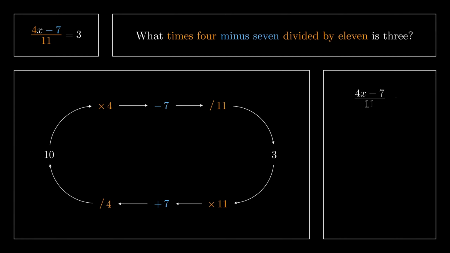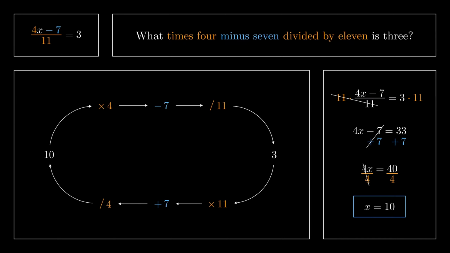Here's how you would write this out. Start by multiplying both sides by 11. Cancel out the 11s, bring everything else down. Evaluate. 3 times 11 is 33. Step 2, add 7 to both sides. Cancel the 7s, bring everything down. Evaluate 33 plus 7, which is 40. Step 3, divide both sides by 4. Cancel the 4s out, bring it down. Evaluate 40 divided by 4, which is 10. And that is the answer.